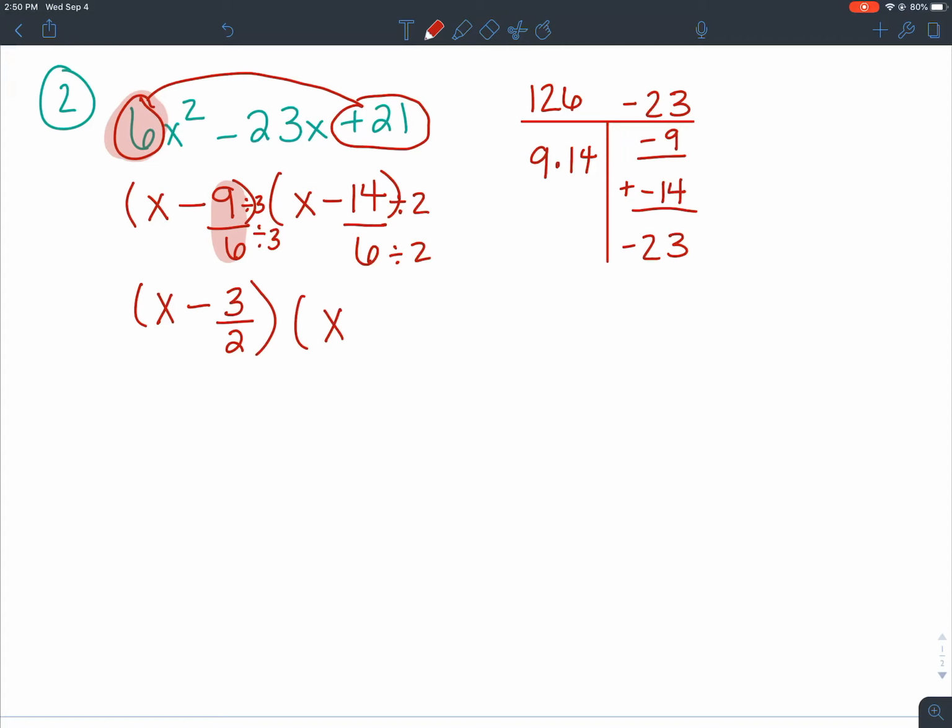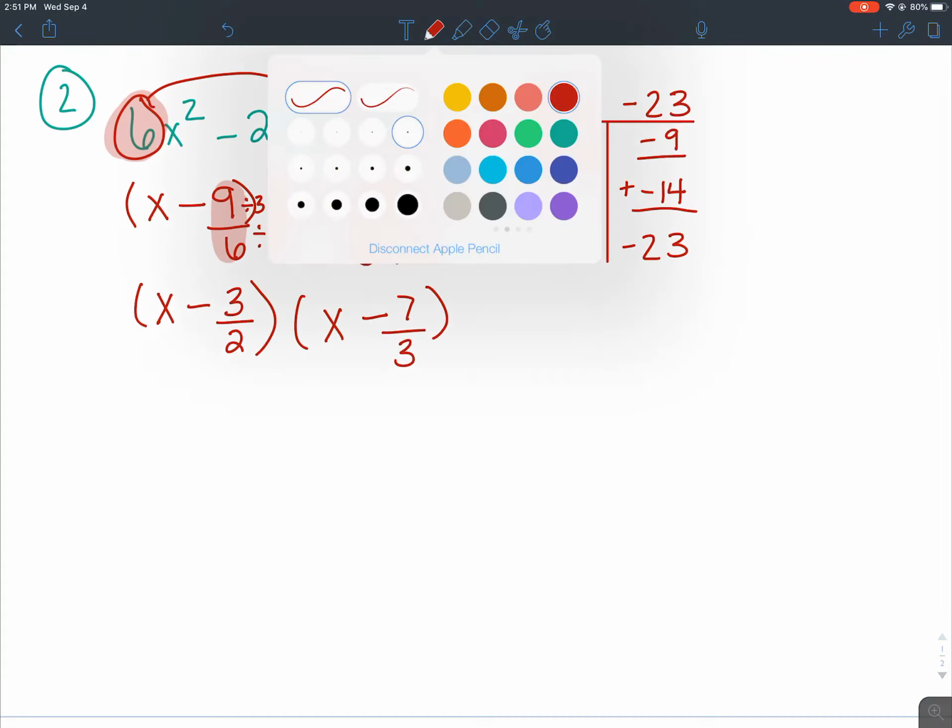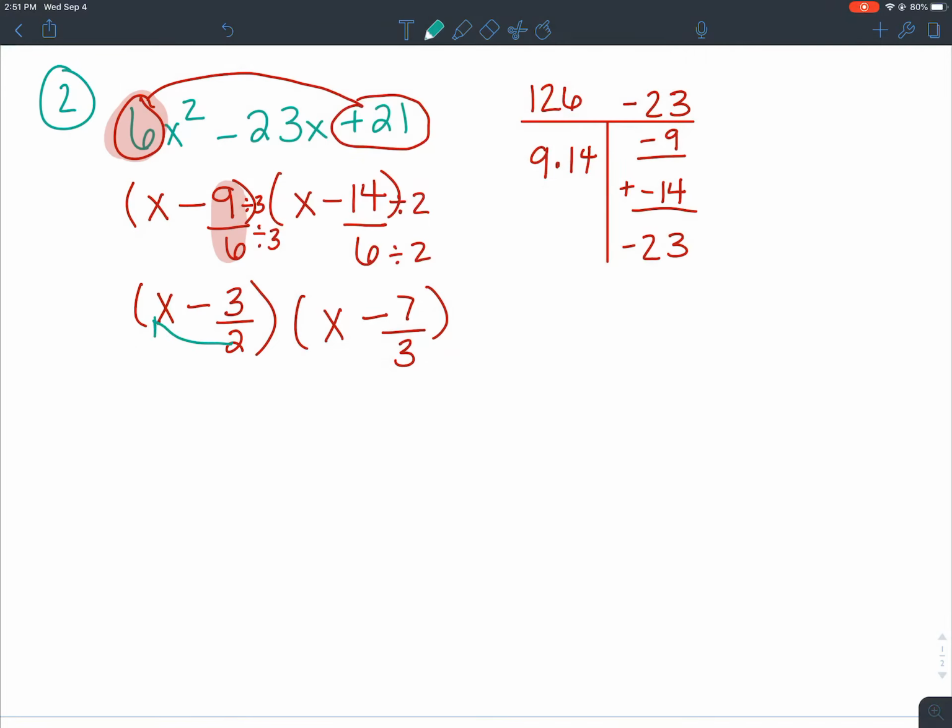If they didn't reduce, then you would slide it over. But if it does reduce, that's what's going to get you this problem wrong. That's the tricky part about divide, reduce, and slide. That's how you can get it wrong, if you forget the reducing part. And then I can slide out those denominators. So I got 2x minus 3. And I got 3x minus 7.